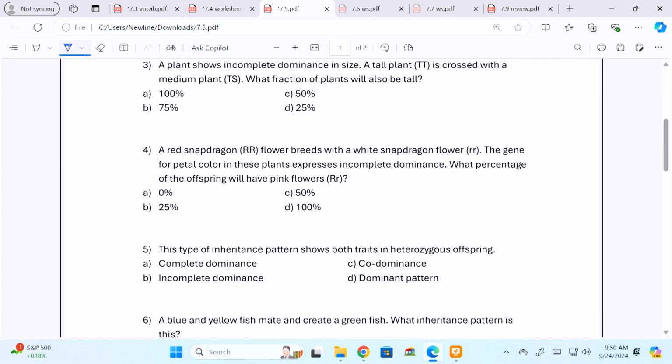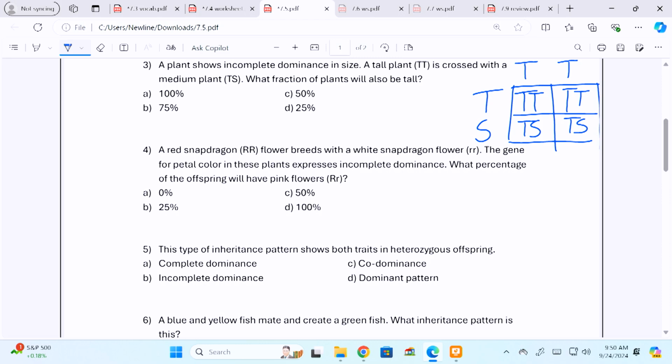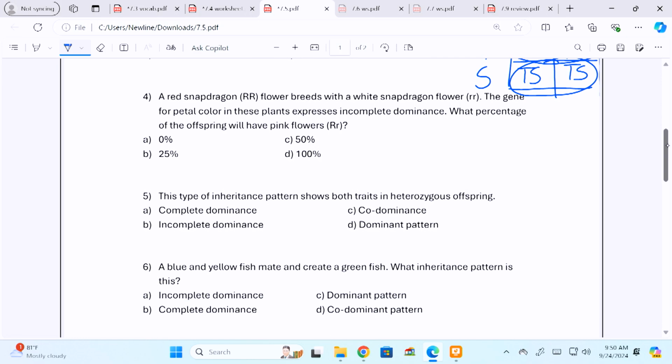So let's do our cross here. It's giving us what the genotypes of the parents are. Then I'll fill in my Punnett square. So this is telling us that 50% of these plants will be tall, these will both be tall, and these will be medium sized. If you got 2 S's, that's when you would be the short plant. All right, let's keep it going.